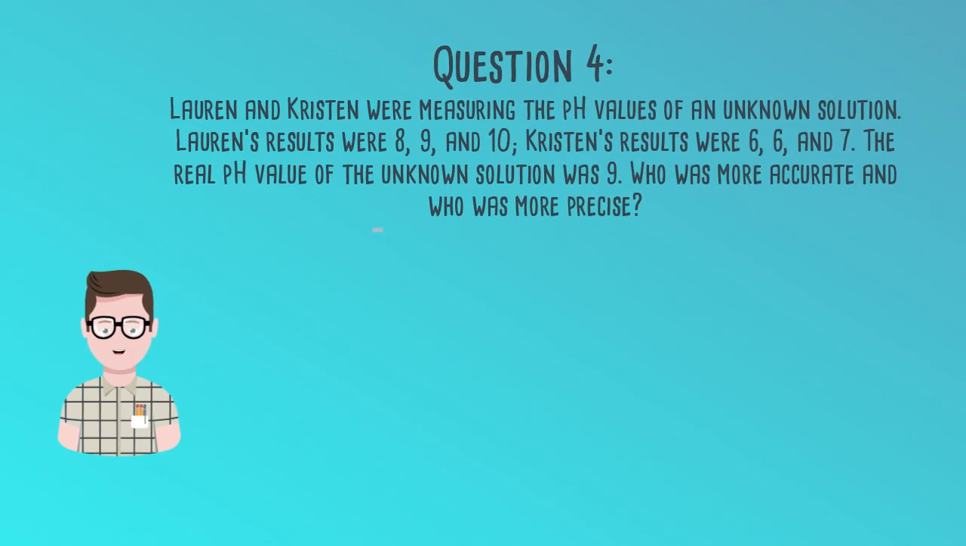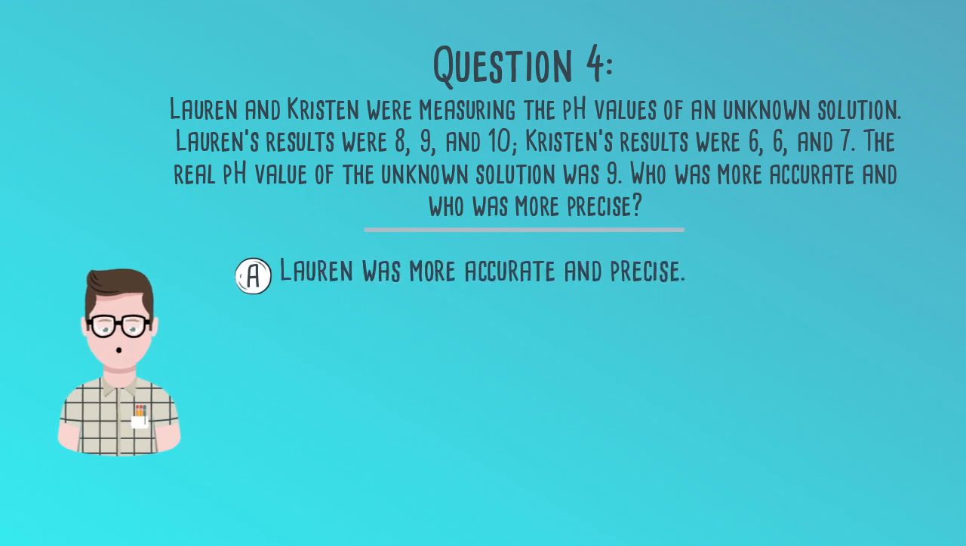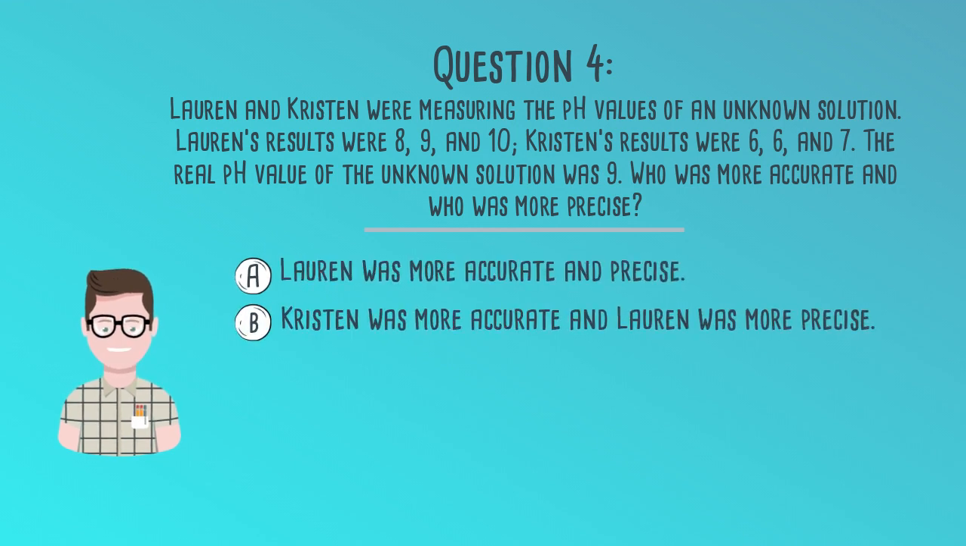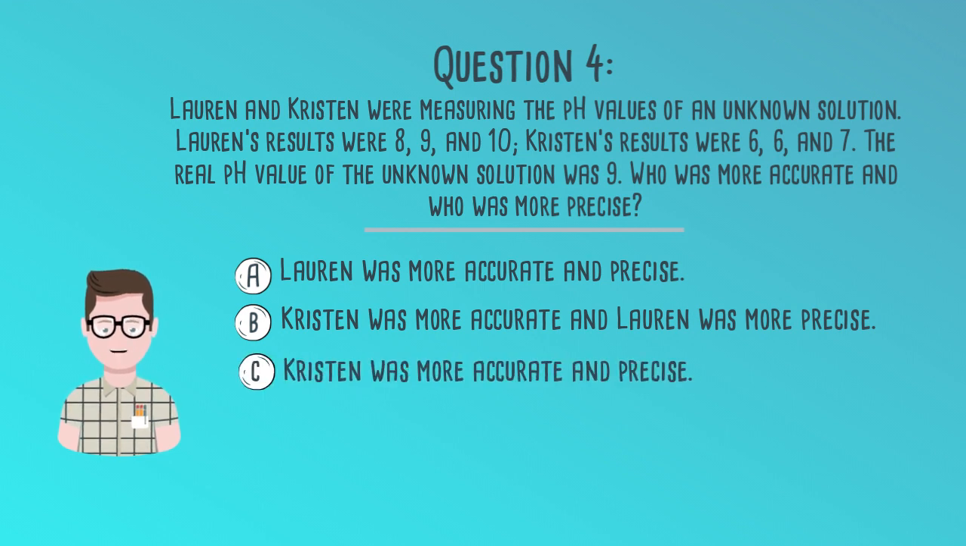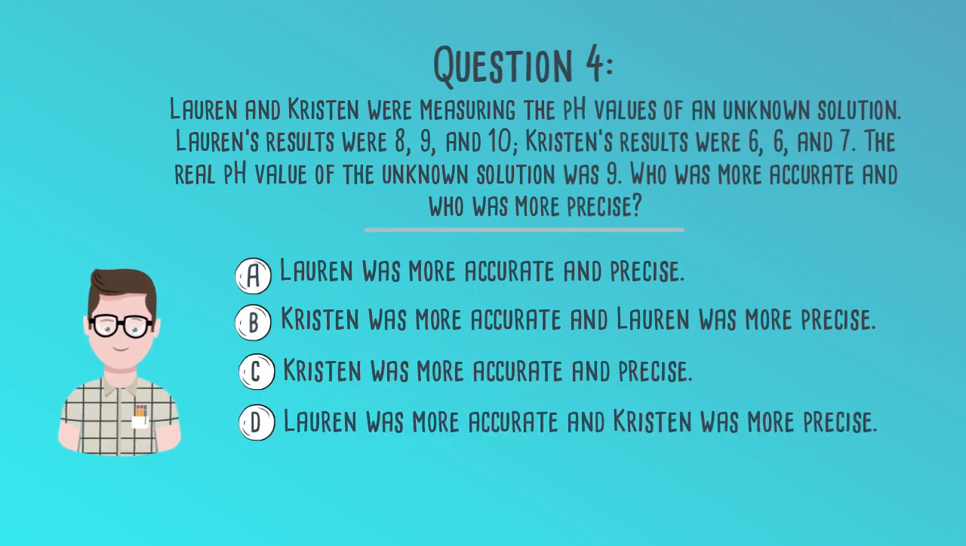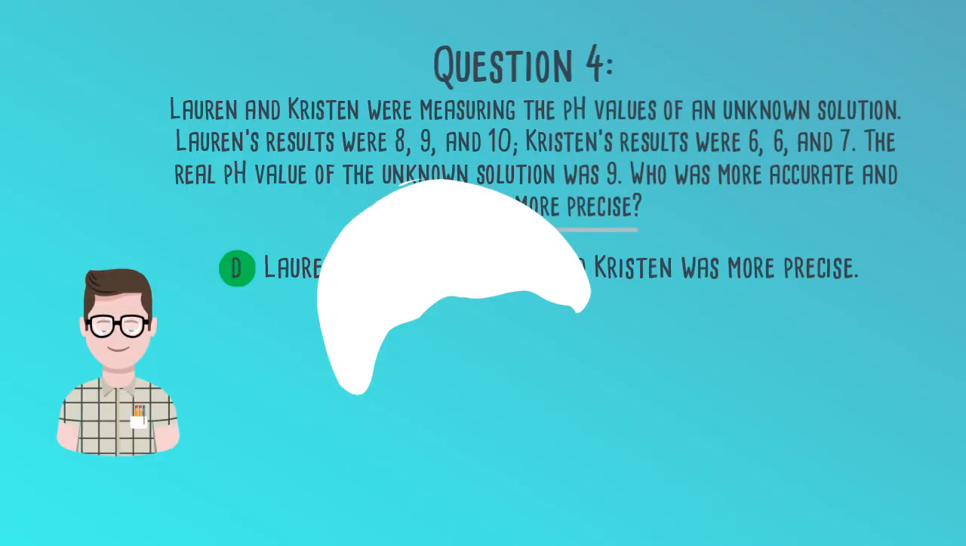Question 4. Lauren and Kristen were measuring the pH values of an unknown solution. Lauren's results were 8, 9, and 10. Kristen's results were 6, 6, and 7. The real pH value of the unknown solution was 9. Who was more accurate and who was more precise? A. Lauren was more accurate and precise. B. Kristen was more accurate and Lauren was more precise. C. Kristen was more accurate and precise. Or D. Lauren was more accurate and Kristen was more precise. The correct answer is D.